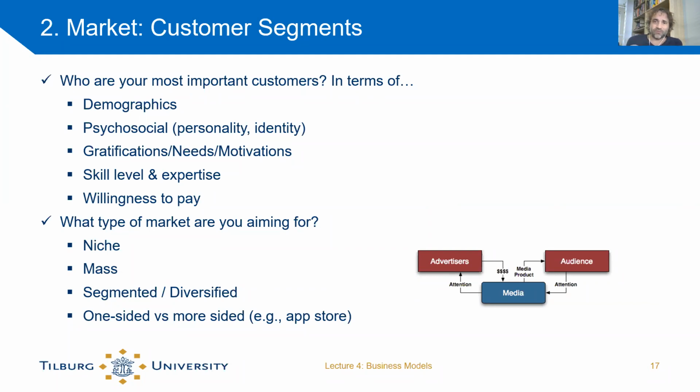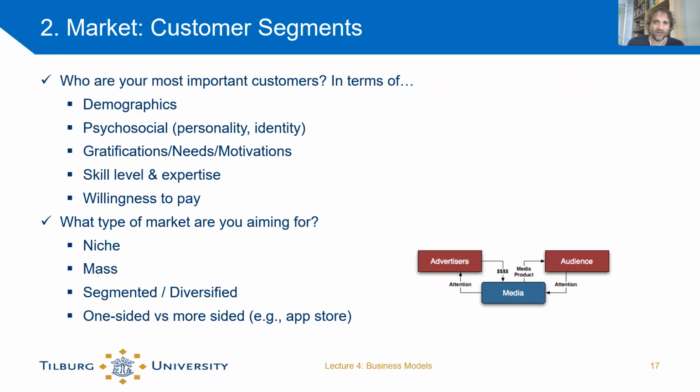So you define your customers, or your different types or segments of customers, in terms of the things that are relevant for your innovation. Are your customers people in a certain age group? Are they people in a psychosocial group, so do they have a certain personality or identity? Do they belong to a certain subgroup of people? Can you define them in terms of gratifications, needs, motivations? Are there people who go for ease of use? Are they people who go for the coolness of an innovation? Things like that. What's their skill level and expertise?